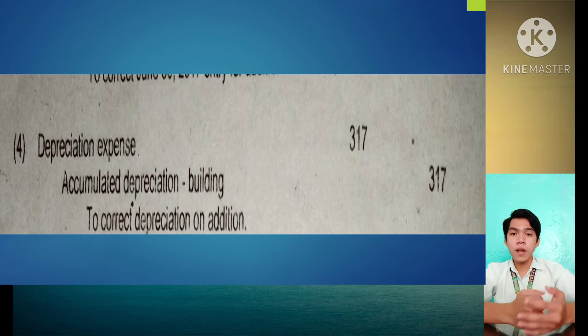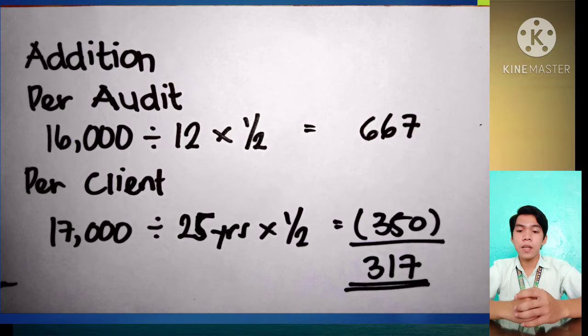This is to correct or to record depreciation on the addition of a wing on the plant. We come up with this amount by deducting addition per audit and addition per client. For addition per audit, 16,000 divided by 12 months times 1/2. Take note that the company's policy is to take 1/2 year of depreciation on all asset additions and disposals during the year. So it would now be 667.